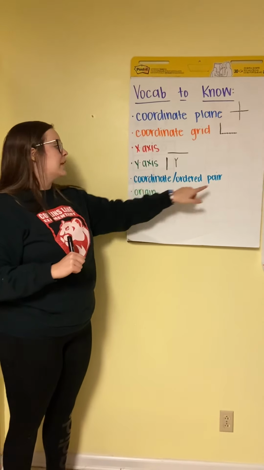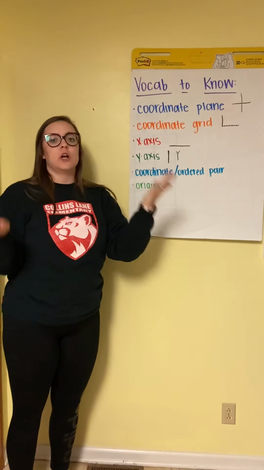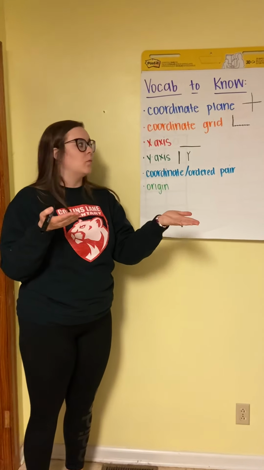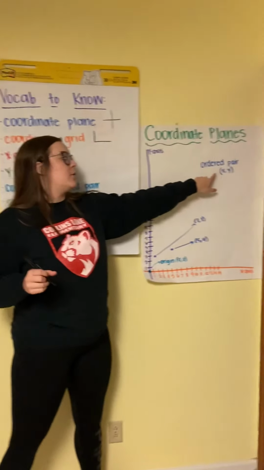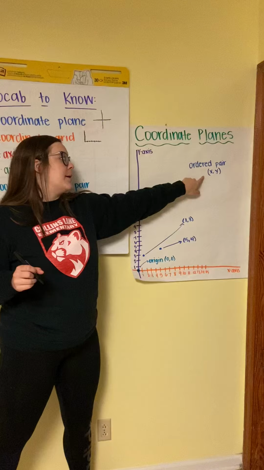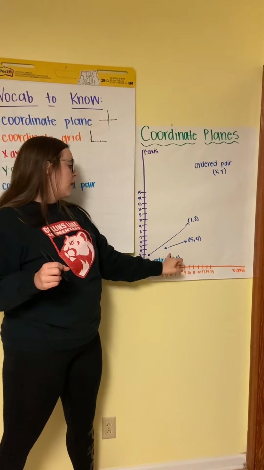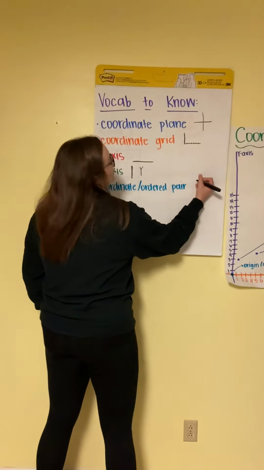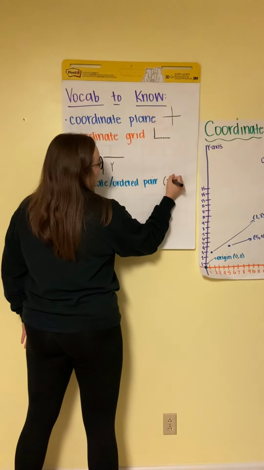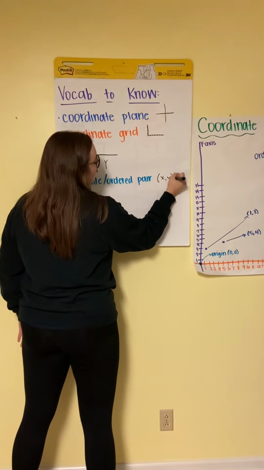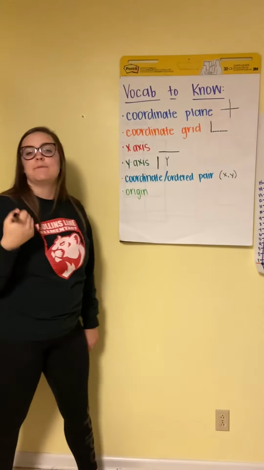Next, we have a coordinate pair or an ordered pair. Those terms are interchangeable. You can use either one. And we talked about that a few weeks ago too. It's that thing in parentheses that tells us where our point is going to be. So you have parentheses and then you have x, comma, y. X comes first because it comes first in the alphabet, X, Y, Z. So you're going to do across and then up and down. Okay, so your ordered pair or your coordinate pair is x, comma, y.